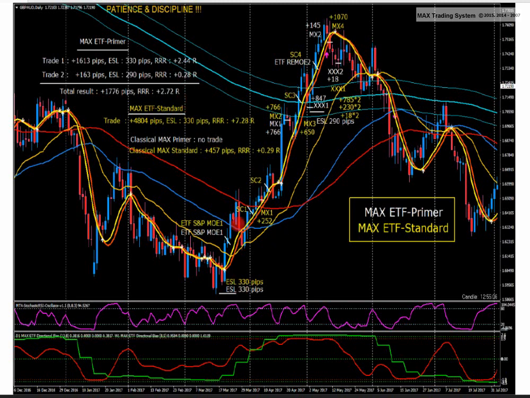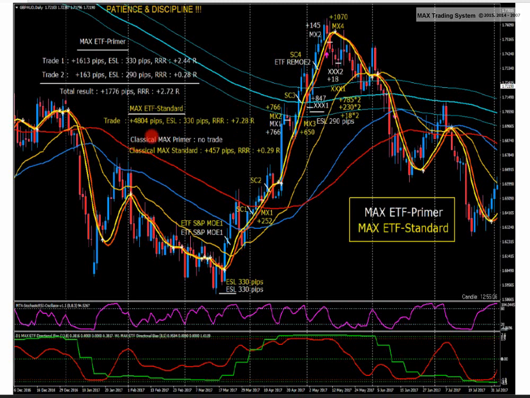This up movement can be considered as a unique movement with the max ETF standard, with several scale-ins and several scale-outs. In fact, we have had 4 scale-ins, 4 MX before the final close, and this trade with the max ETF standard has produced a nice 7.28 R, so almost 15% profit using a 2% risk for the trade.